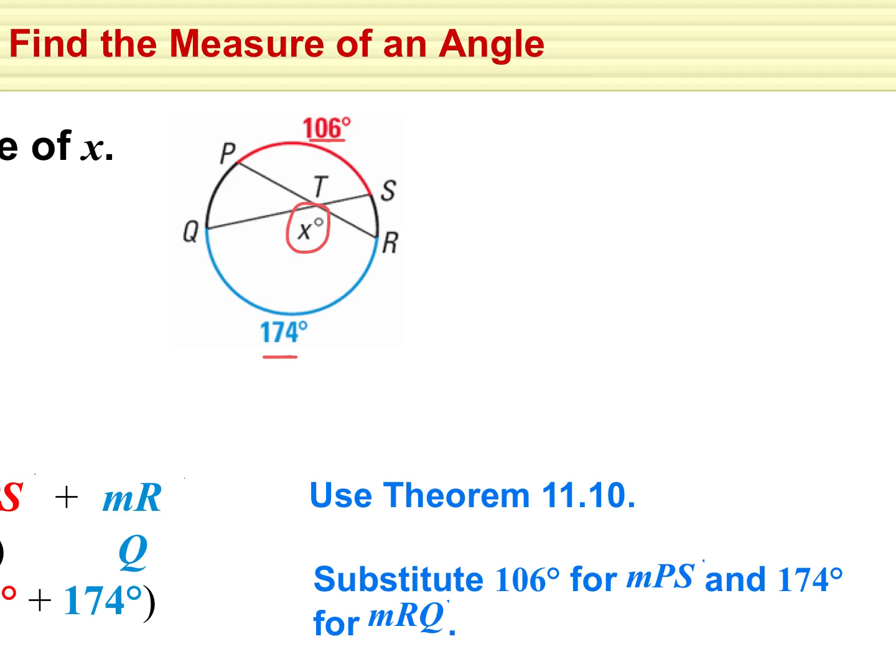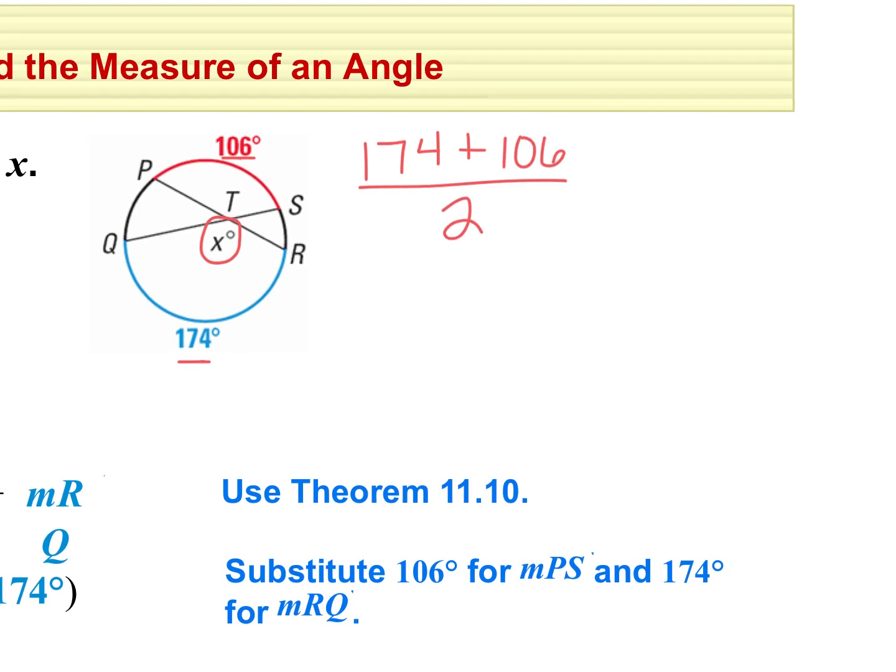To find that angle that's in the middle, we're going to take the average. What does average mean? Add them up, divide by however many. We're finding the middle of the two. So I'm going to take my two arcs, 174 plus my other arc, 106, divided by, how many arcs are there? 2, so I'm going to divide by 2. What is 174 plus 106? 280 divided by 2, which is 140. So we get 140 degrees.